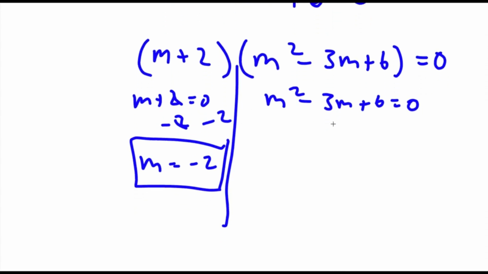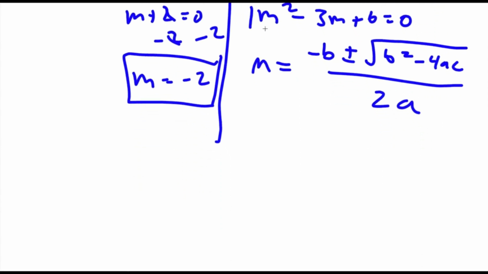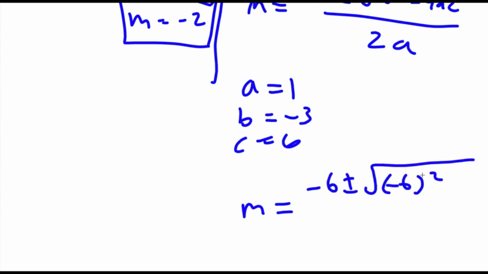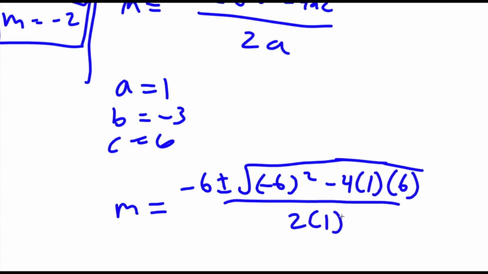Now for m squared minus 3m plus 6, we are going to be using the quadratic formula, which is negative b plus or minus the square root of b squared minus 4ac over 2a. So in this case, a is equal to 1, b is equal to negative 3, and c is equal to 6. So now I have negative 6 plus or minus the square root of negative 6 squared minus 4 times 1 times 6 all over 2 times 1.